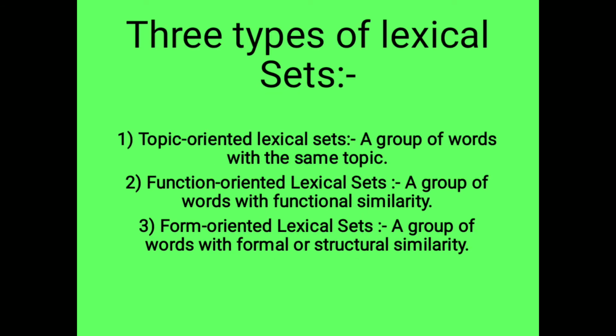Now, I am going to explain in detail the three types of lexical sets. The first type of lexical set is topic oriented lexical sets. A topic oriented lexical set is a group of words with the same topic.